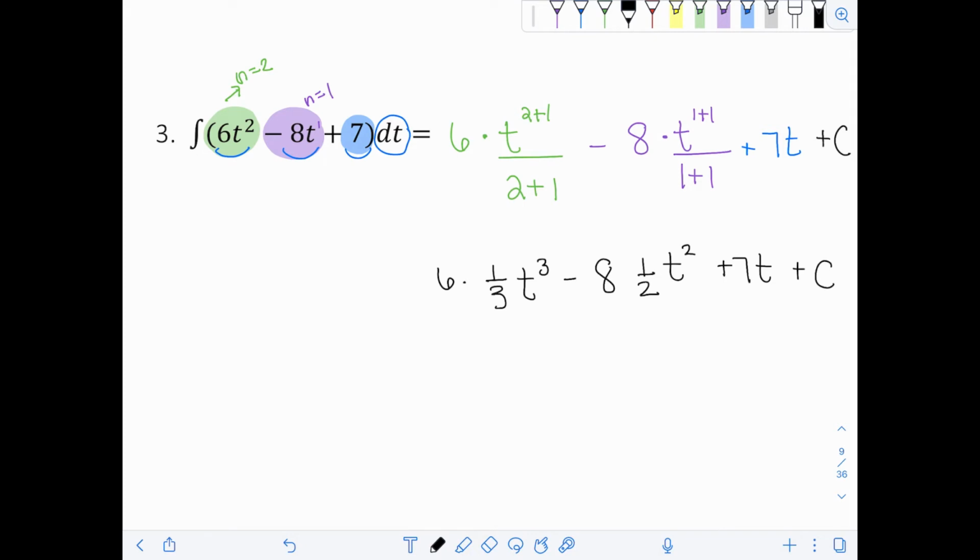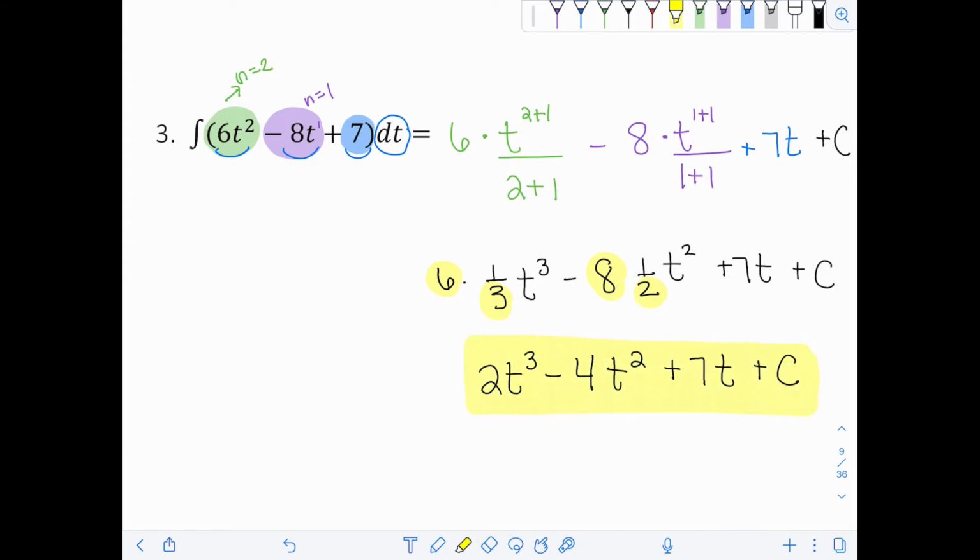So I can simplify a little bit more for each one. Like I could simplify the 6 divided by 3, 8 divided by 2. So we get 2t cubed minus 4t squared plus 7t plus c. And this is our final answer.